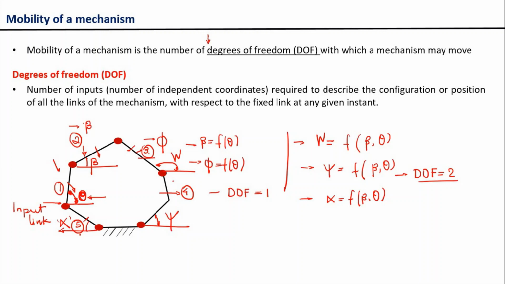Now, you can see here these angles gamma, psi, alpha, they are actually defining the position of links 3, 4 and 5 with respect to the fixed link, which you can see here. Now let us move ahead.